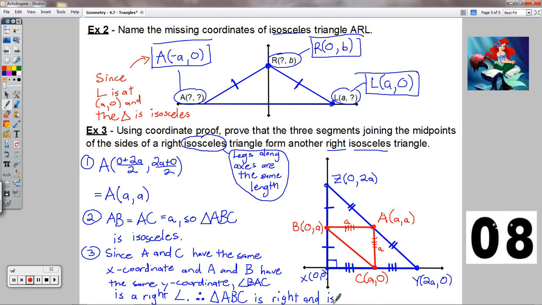And my final joke right here, what did the zero say to the eight? Nice belt. It's like the zero put a belt on and became an eight.